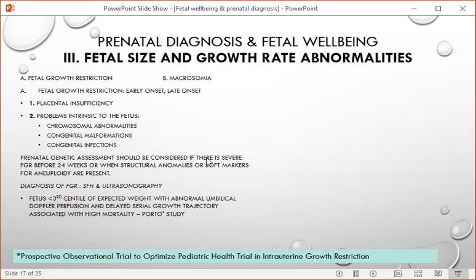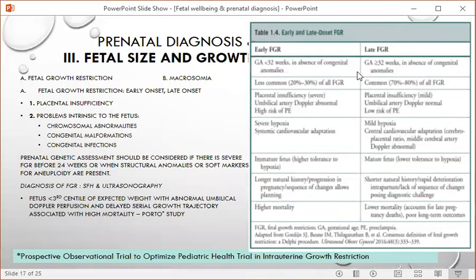It is complemented with soft markers. When fetal growth restriction is also associated with soft markers, we have to be very careful in assessing the fetus for the presence of any aneuploidy. These are the differences between early and late fetal growth restriction. Early growth restriction is congenital in nature, with compromised growth, and physiologically the child adapts to the hypoxic environment of the mother. But in late FGR, they are usually more prone to hypoxic injuries.